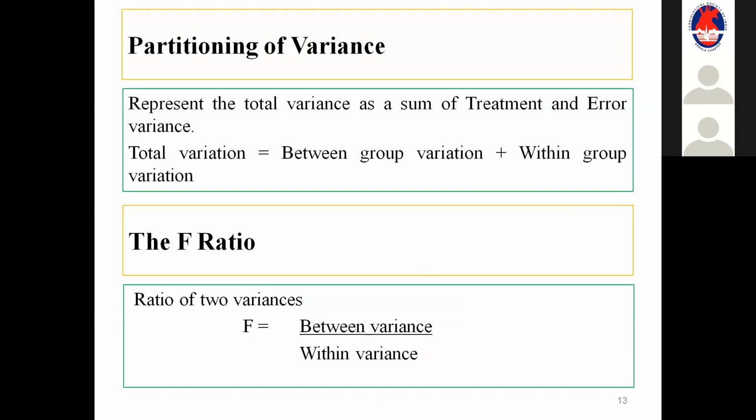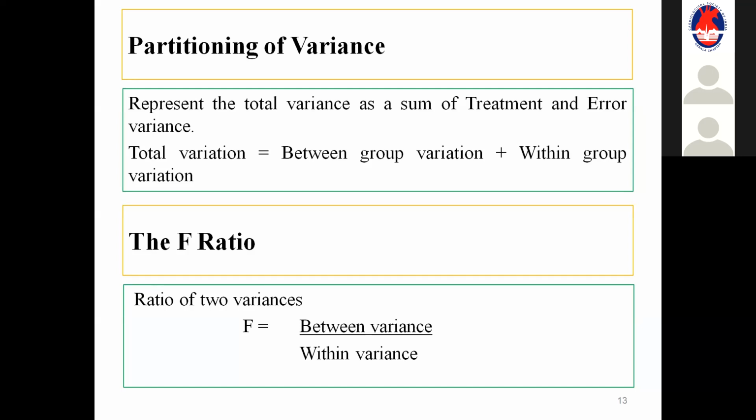So what we say is the partitioning of variance. This is what we are doing to reach up to the F test. We assume that the total variance is a sum of treatment variance and error variance. Treatment, in this scenario, is the grouping factor, whichever it is. So the total variation we see in those samples is a sum of between and within group variation.